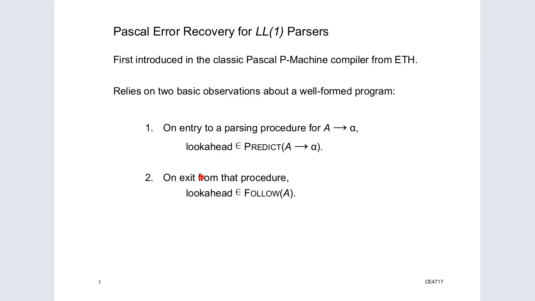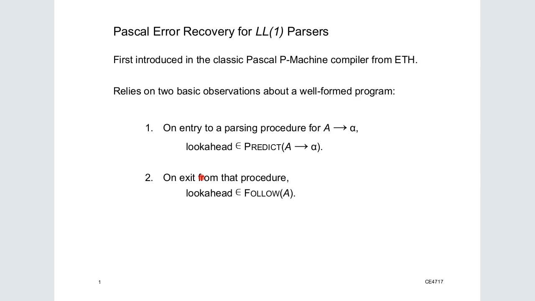The other big technique for error recovery in recursive descent LL1 parsers is the so-called Pascal technique. It's called the Pascal technique because it was first introduced in the classic Pascal P-machine compiler from ETH. But it isn't restricted merely to Pascal. It can work for any recursive descent compiler, or any recursive descent parser, I suppose, more accurately. And it relies on two basic observations about a well-formed program.